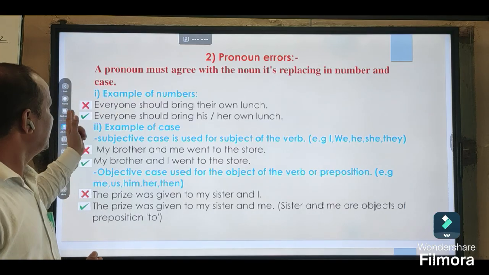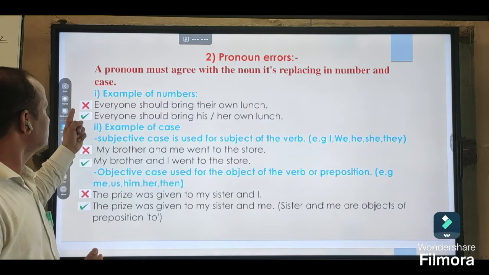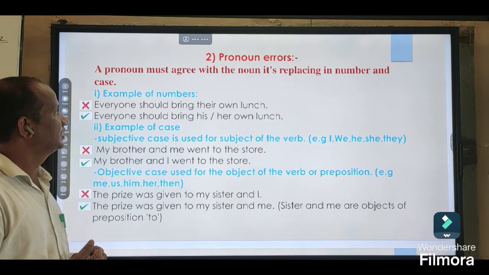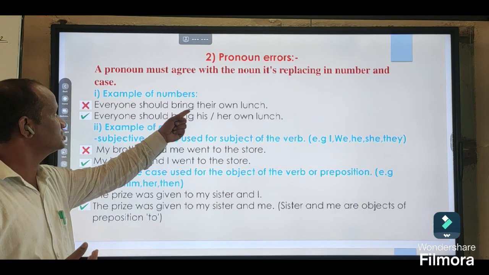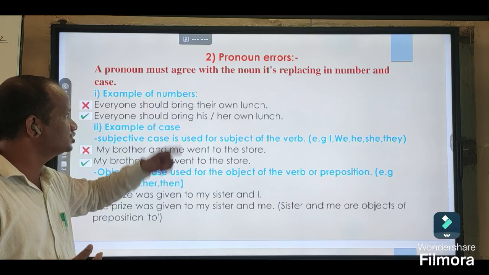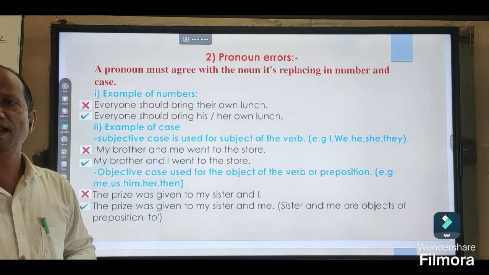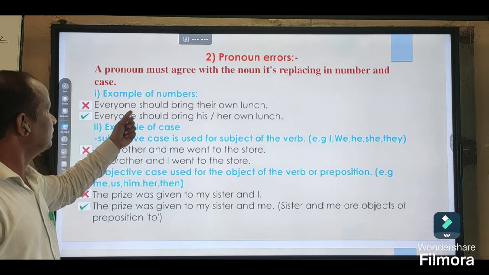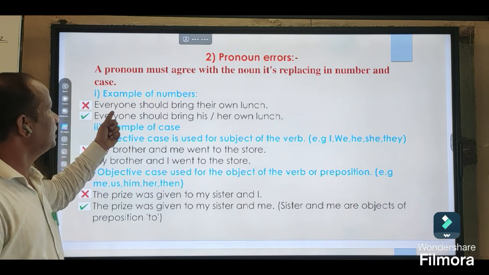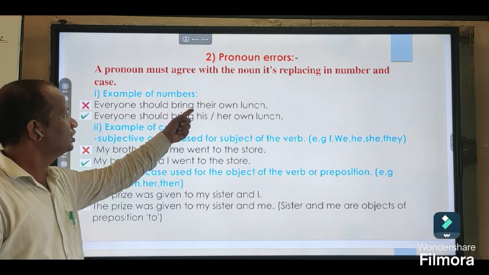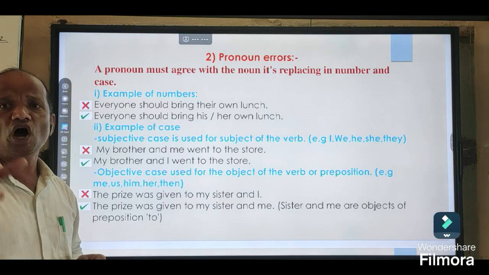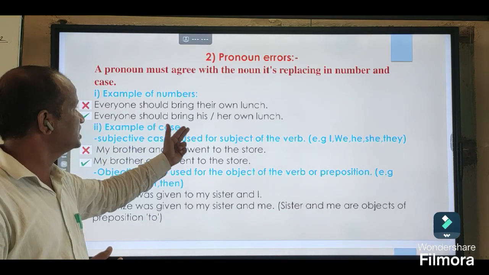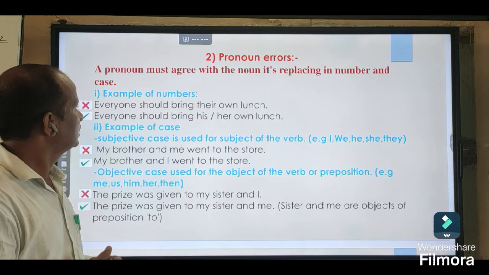For example of numbers mismatch: everyone should bring their own lunch. Here you will find that in this sentence, the use of "their" is incorrect, because "everyone" is singular. So the proper pronoun should be "his or her". So the sentence will be: everyone should bring his or her own lunch.